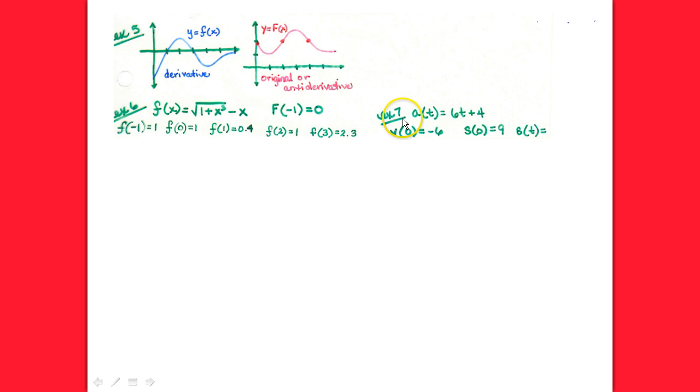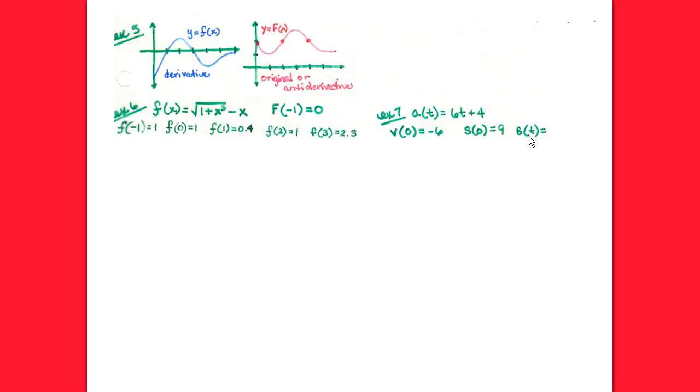They tell me acceleration is equal to 6t plus 4. Work your way back to the original function. How do I get back to the original function? Antiderivative twice, right? Because acceleration is the second derivative. To get back to the original, just like we did in that last example, I'm going to need to work my way backwards twice. So, what is velocity in relation to the acceleration? Velocity is the antiderivative of acceleration. If acceleration is the derivative of velocity, then the antiderivative of acceleration would be velocity, right?